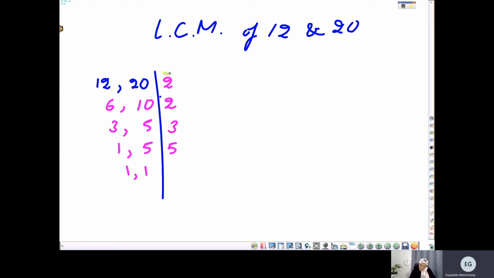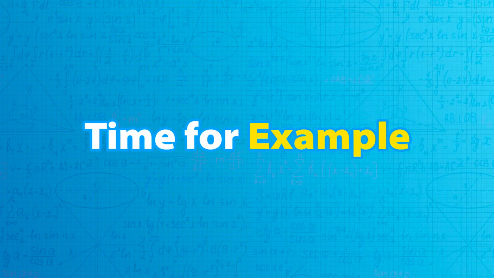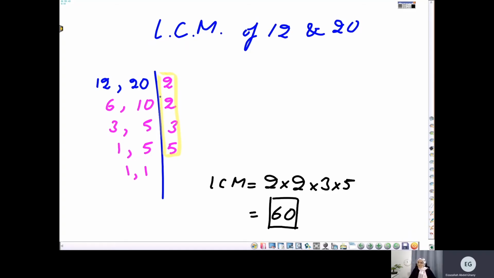Now when you finish up to ones, you have finished. Where is the LCM? It is these numbers. You just multiply these numbers. LCM is 2 multiplied by 2 multiplied by 3 multiplied by 5. 2 times 2 is 4. And 4 times 15 is 60. Ta-da. If you need another example, let's go.